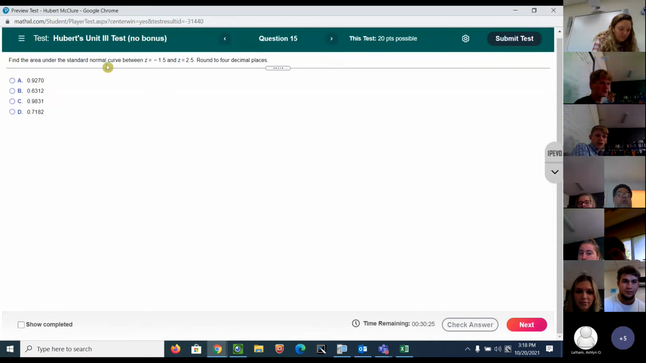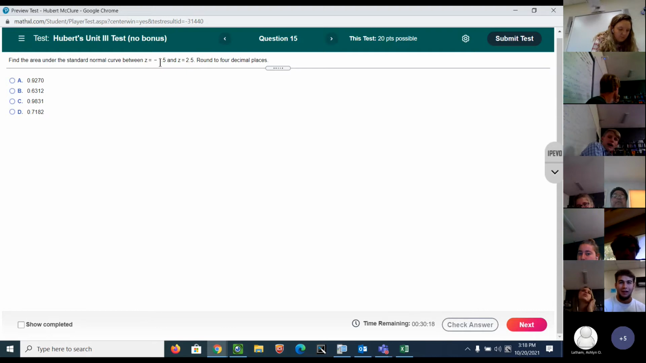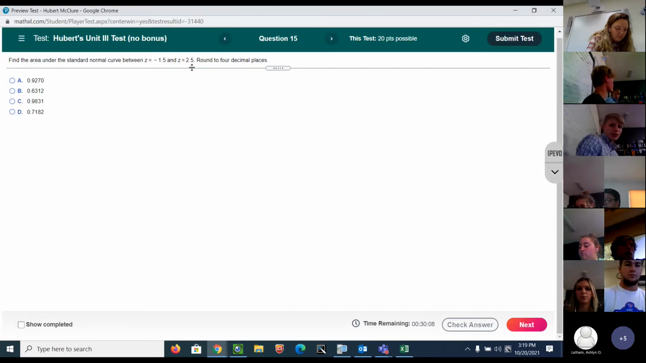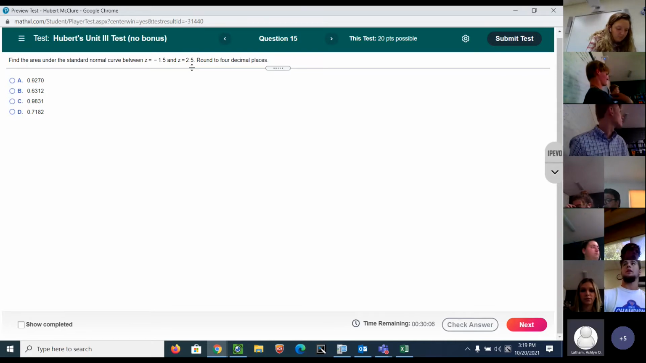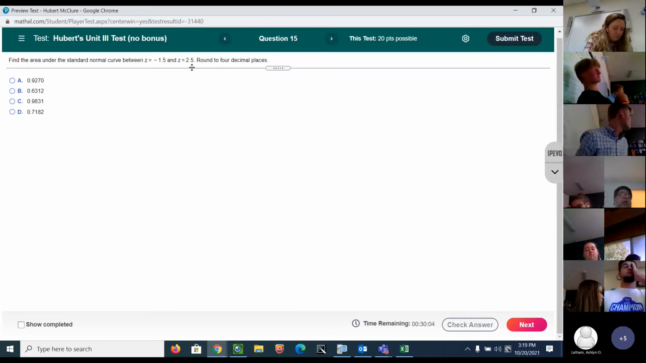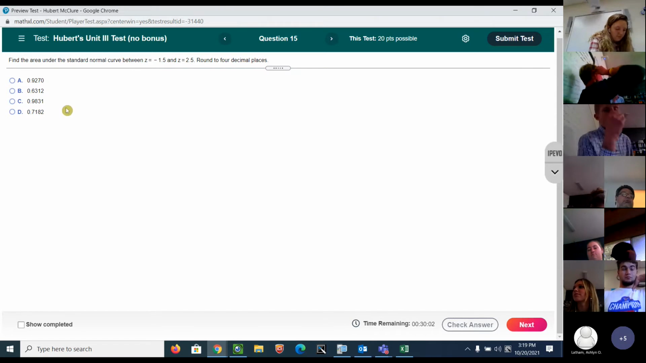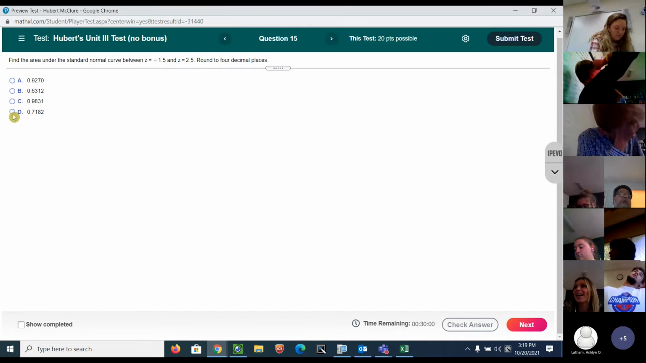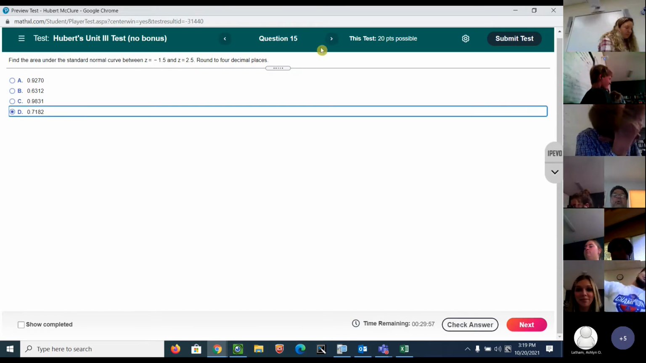Find the area under the standard normal curve between, okay, this you don't even have to draw, just go from negative 1.5 to 2.5. Negative 1.5, that'll be 7 and 34, 41, be 82%, close to 82. Okay, I don't know. I'm just going to go forward.